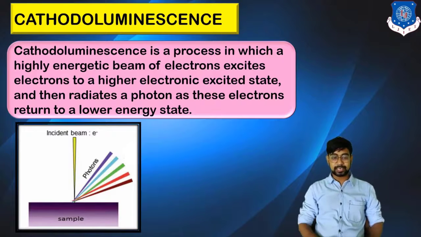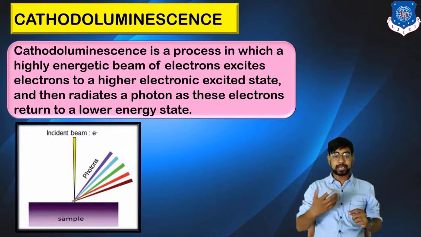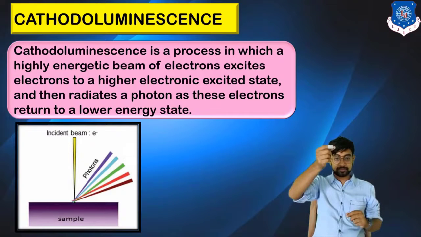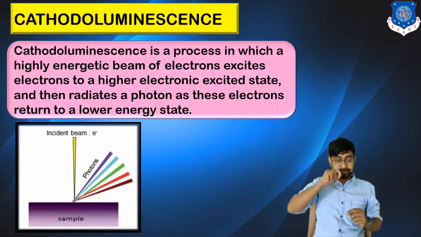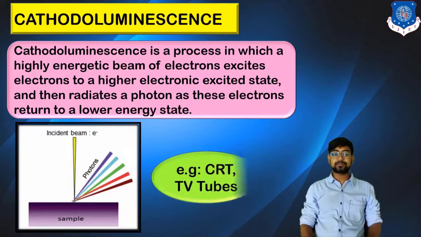You can see in the diagram that there is a symbol. The photon is incident, and what is happening? It goes to the higher energy state, and then when it is coming down, it is again generating photons. So this would be the cathodoluminescence, and examples of the same are CRT and PV tubes.